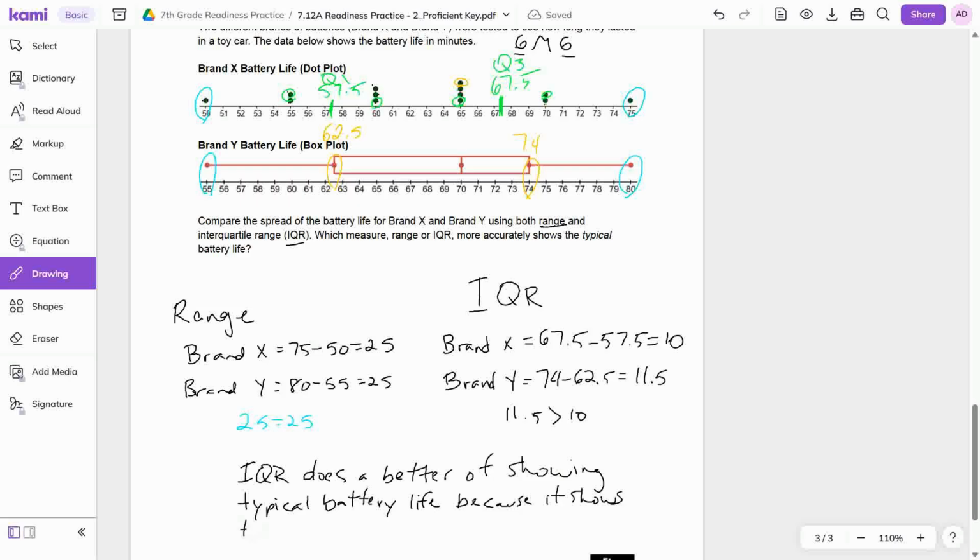And so because it shows the interquartile range, so the range of the central 50%. And so what that central 50% does is it kind of cuts off the outliers on either end, and it tells us what's the range of the middle part. And honestly, I would say this brand X is a little bit tighter if we had to choose one or the other because it's got a smaller IQR and it would have a stronger center.